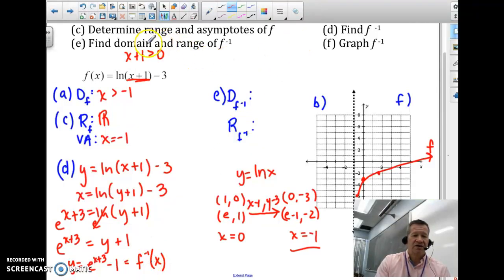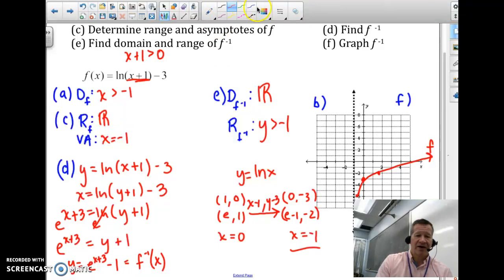Now, what's its domain and range? Well, since these are inverses, it's going to be switched from the f function. So f had a range of all real numbers, so f inverse is going to have a domain of all real numbers. F had a domain that x was greater than -1, so f inverse is going to have a range that y is greater than -1.